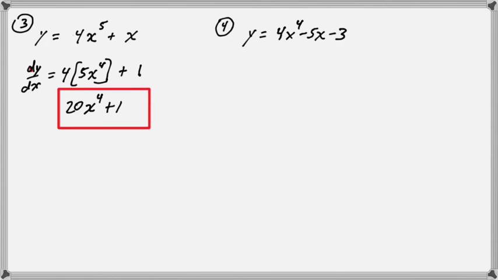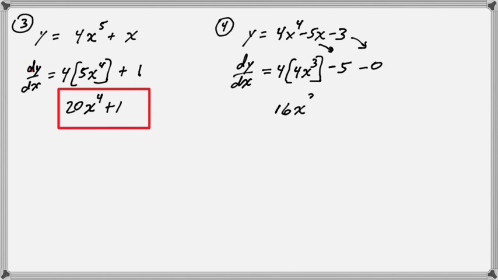For number 4, you're going to take its derivative, indicated as y prime or dy/dx. Keep the 4 out, power, base, 1 less power. The derivative of negative 5x, or the slope of negative 5x, is negative 5. And the derivative of a constant is 0. So this should be 16x to the 3rd minus 5.